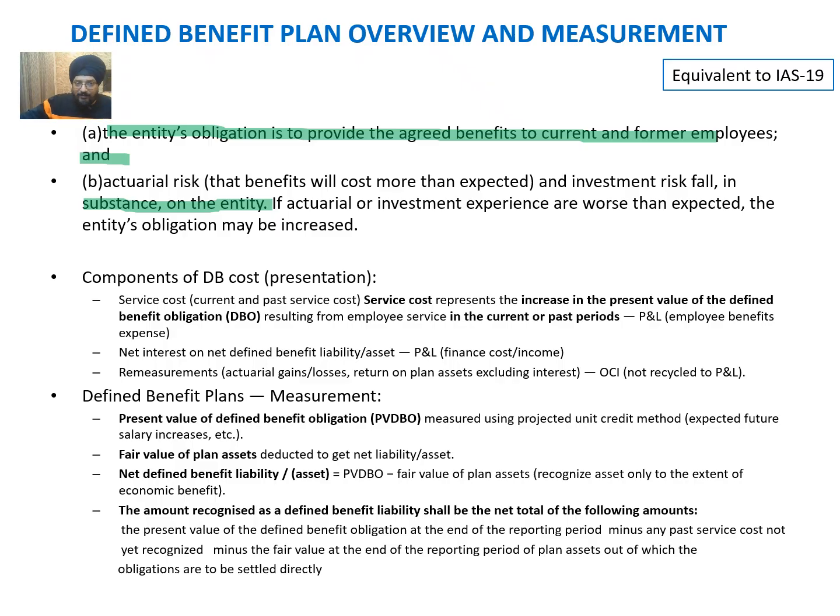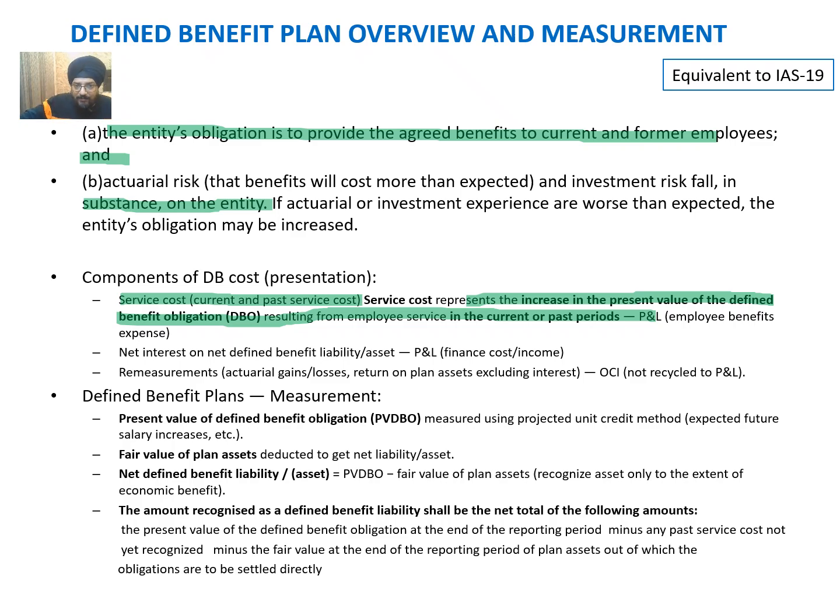So a component of DB cost is the service cost. This is the most important, which is the current and the past service cost. Service cost represents the increase in the present value of the defined benefit obligation resulting from the employee service in the current or the past period. So typically it is an amount that needs to be paid every year to a certain fund, which is normally called the defined benefit obligation. So any amount that needs to be contributed to that fund is the service cost for that particular year.